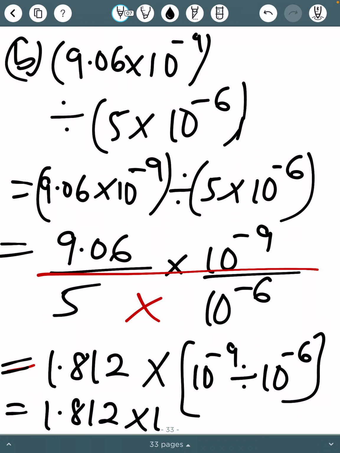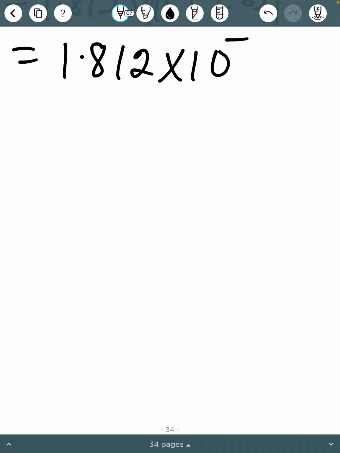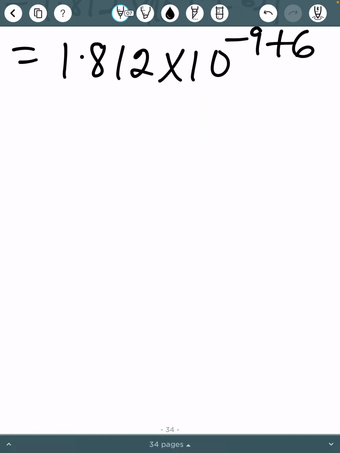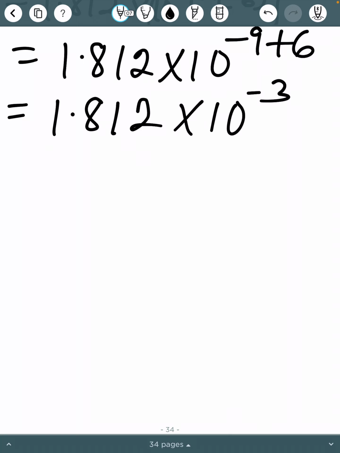So my next step is going to be 1.812 times open bracket 10 raised to power minus 9 minus minus 6. Let me clean this a bit. It's bulging outwards too much. So that's going to give me 1.812 times 10 raised to power minus 9 plus 6, since minus 9 minus minus 6 is minus 9 plus 6. That's going to give me 1.812 times 10 raised to power minus 3.